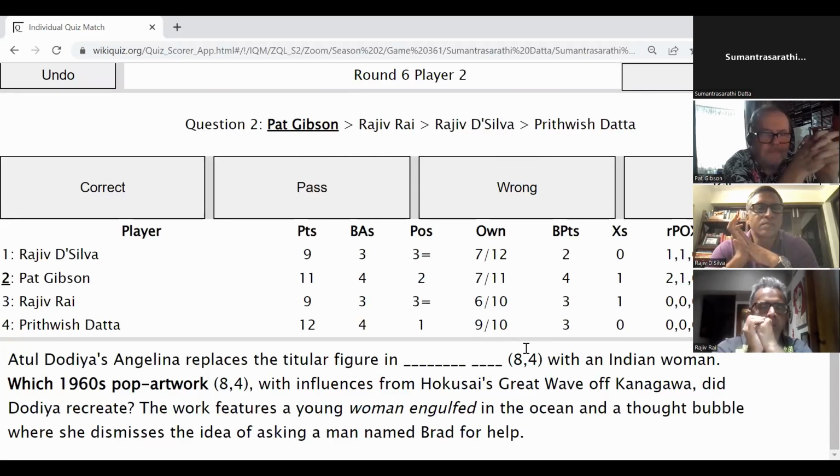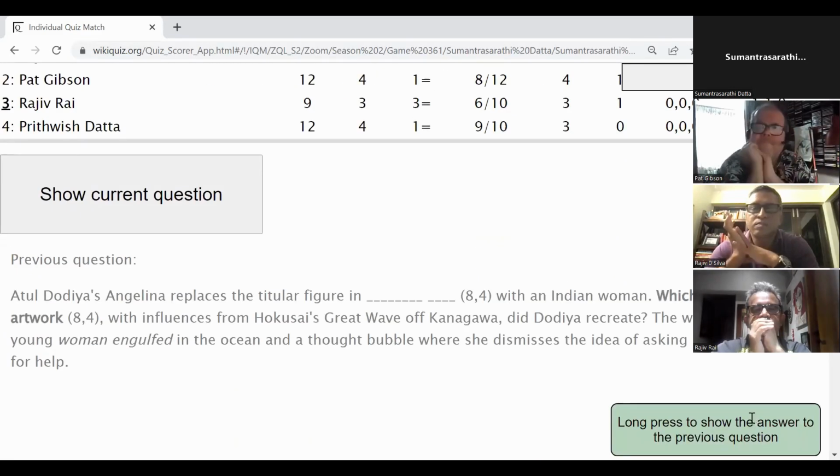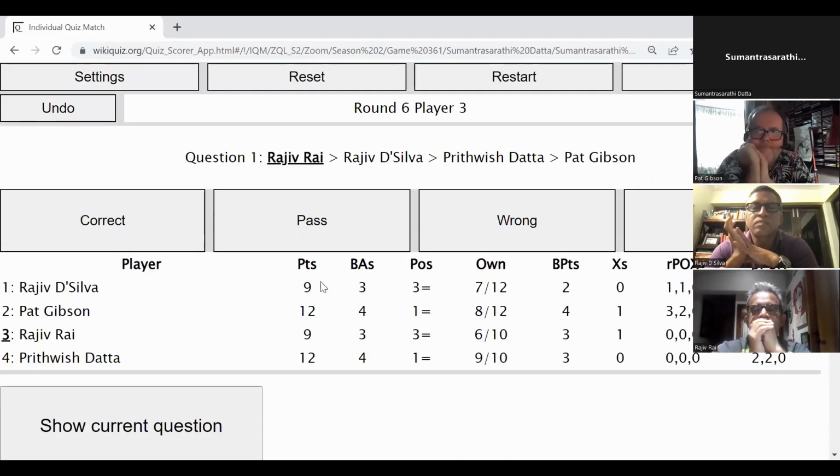Atul Dodiya's Angelina replaces the titular figure in blank blank, 8 and 4 letters respectively, with an Indian woman, which 1960s pop artwork with influences from Hokusai's Great Wave of Kanagawa did Dodiya recreate? The work features a young woman engulfed in the ocean and a thought bubble where she dismisses the idea of asking a man named Brad for help. Drowning Girl. Drowning Girl by Lichtenstein is indeed correct. And that's 2 for 2 as well.